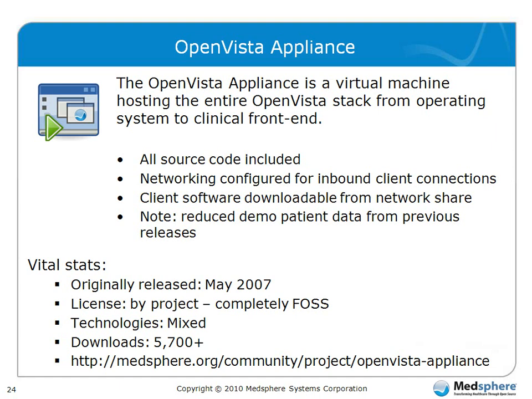Okay, so the OpenVista appliance is basically a VMware appliance that has all of the software loaded onto it. It's a mix of licensure because it has all of those different pieces that we talked about before and we'll talk about in a moment. About 5,700 downloads. The other nice thing that we found is the VMware VMDK files are compatible with VirtualBox. You can use VirtualBox if you prefer a different emulator. We haven't had much call for QEMU or other emulators, but if there is, we certainly could try to produce them.